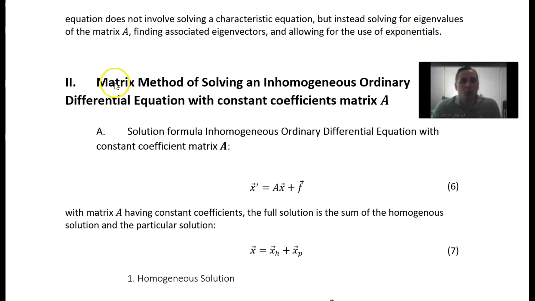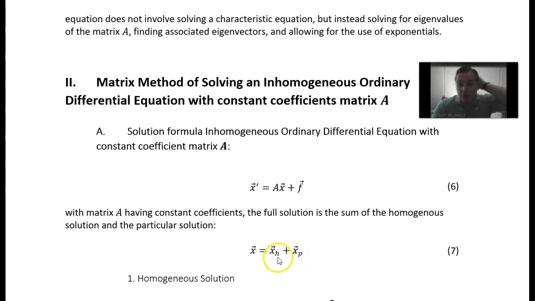Okay, so what about this matrix method in solving an inhomogeneous ordinary differential equation with constant coefficients of matrix A? So here we're going to first just set up the general formulas. So suppose we have this general differential equation. Vector x, which is the solution, is going to be the sum of the homogeneous and the particular solutions. So x vector is equal to x homogeneous plus x particular.